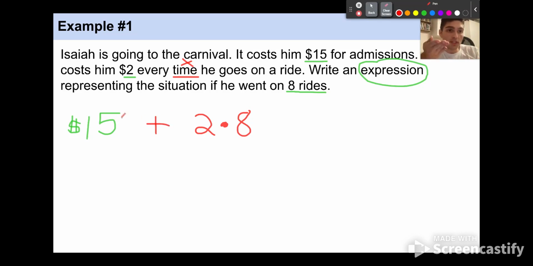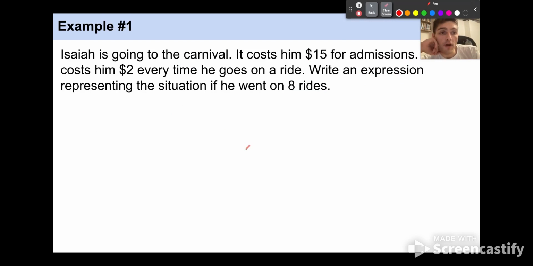$15 he spent for admission, plus every time he went on a ride, it was $2, and we know he went 8 times. Of course, you could do the math and figure out how much he spent in total, but it's not asking that. It's not asking for an equation. It's asking us to write an expression. This string of numbers is perfectly fine. So we're done. We're going to clear it, and we're going to move on.